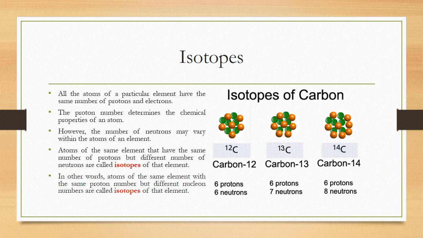Okay, here they are in images. So you have 3 different isotopes of carbon. Carbon 12, which has 6 protons and 6 neutrons in the nucleus. Carbon 13 has 6 protons and 7 neutrons in the nucleus. And carbon 14 has 6 protons and 8 neutrons. Okay, so you'll notice that the mass number is the sum of these 2 numbers.